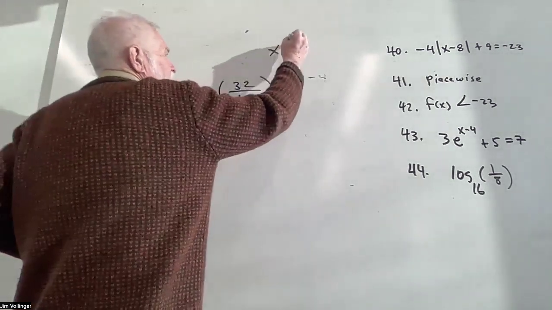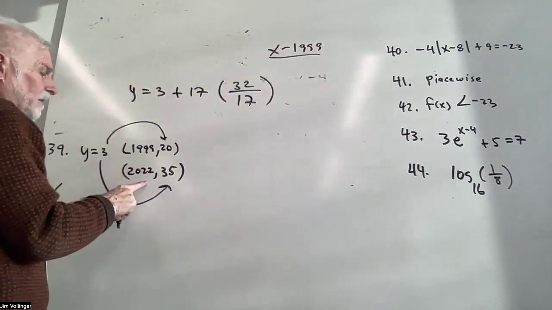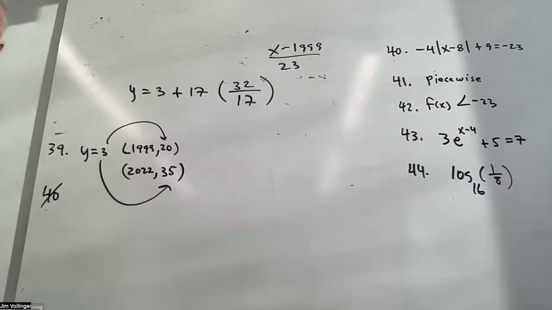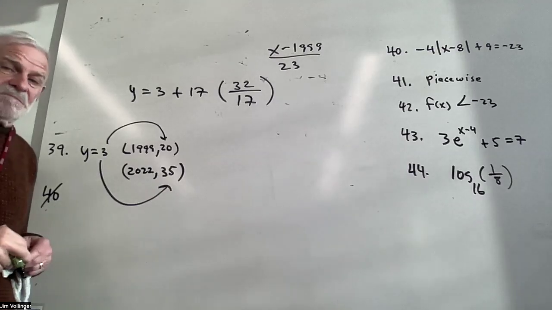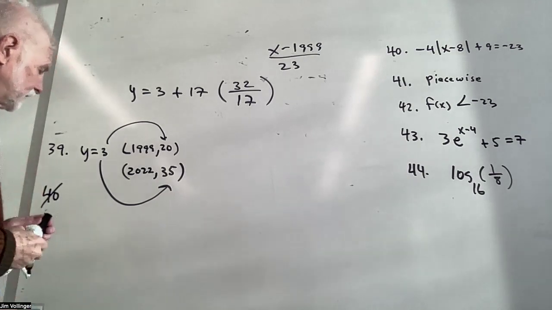x minus 1999, that's a year. And how many years elapsed? 23. So the mechanics of that aren't hard. Not hard. The mechanics aren't hard. We'll keep talking concept for the rest of the year.